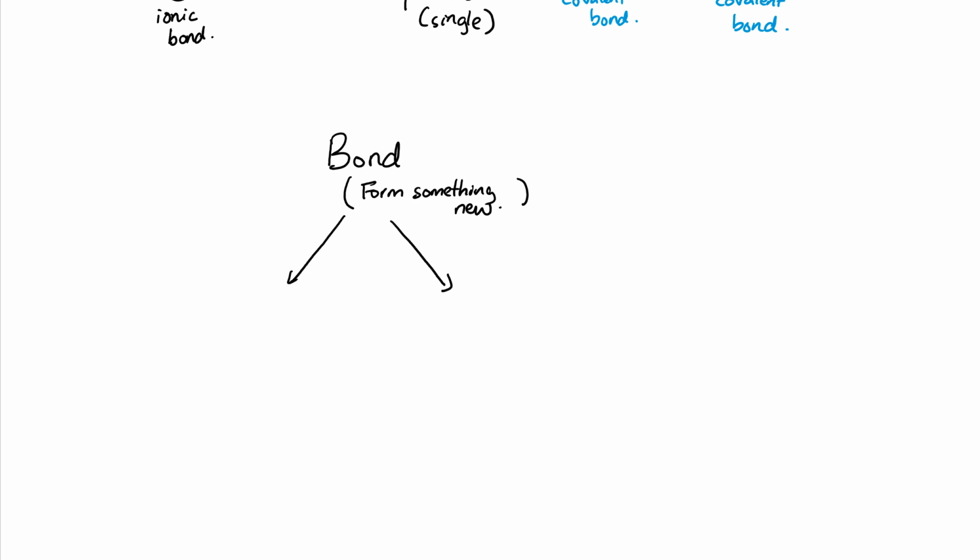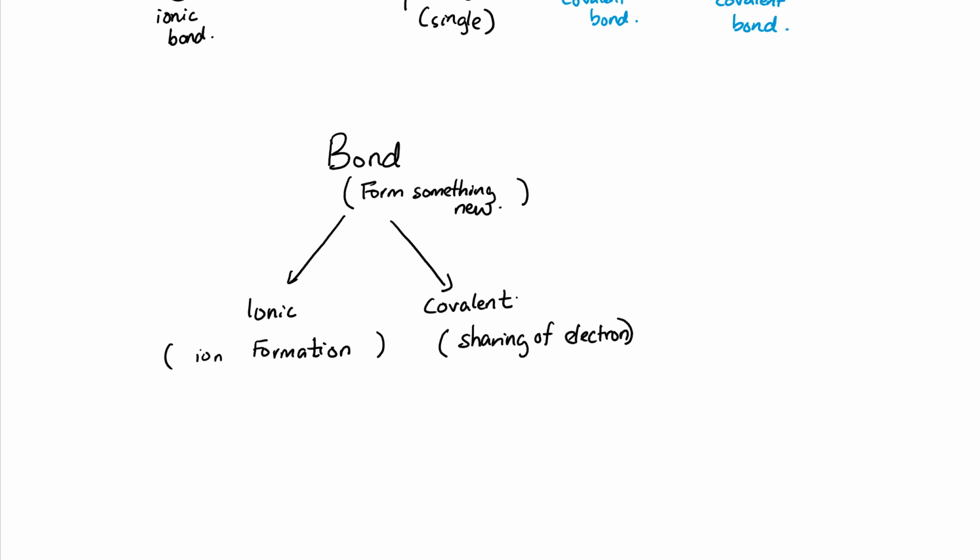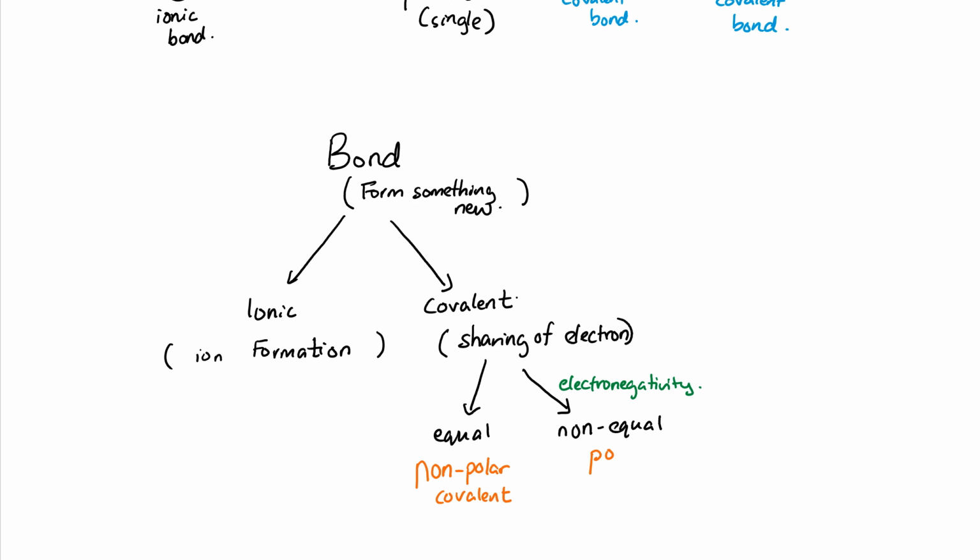So there are two types of bond, ionic and covalent. Ionic is due to ion formation, and they come together because of the attraction between positive charge and negative charge. Covalent bond is formed due to sharing of electrons. Okay? And sharing of electrons can lead to an equal sharing or an unequal sharing due to the differences in electronegativity between the two atoms. If the sharing is equal, we call this a non-polar covalent bond. If the sharing is not equal, we call this a polar covalent bond. Polar means differences in charge, right?